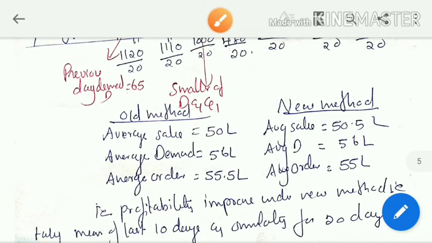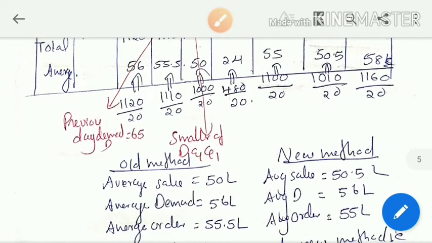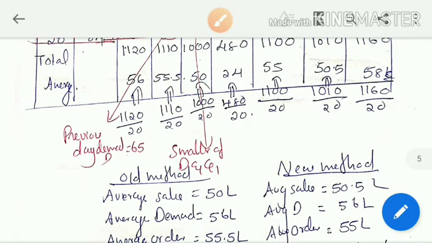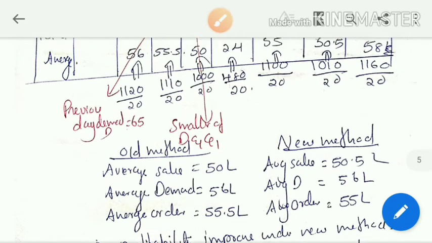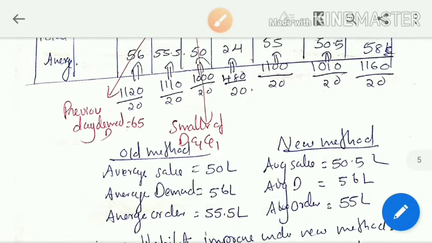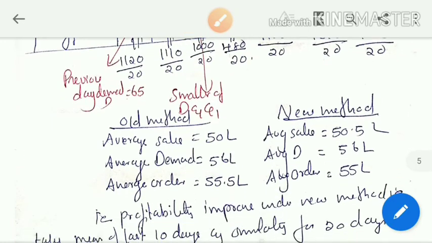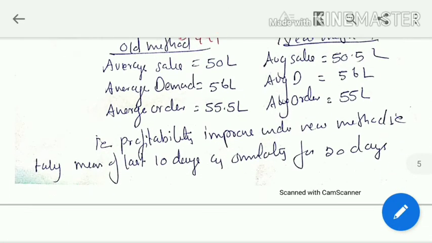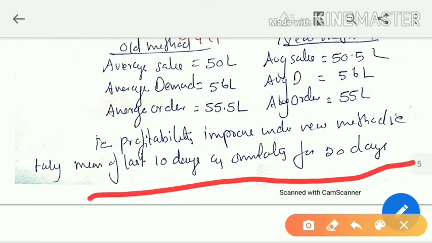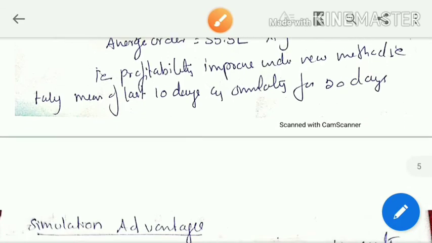In the old method, the average sales was 50 liters, average demand is 56 liters, and the average order is 55.5. In the new method, we got average sales as 50.5 liters, average demand 56 liters, and average order 55 liters. So we get the answer as the new method is the best. That is, profitability improves under the new method. Using the average of the last 10 days and simulating for the next 20 days, we get the profit for the next 20 days rather than taking the demand of the previous day.